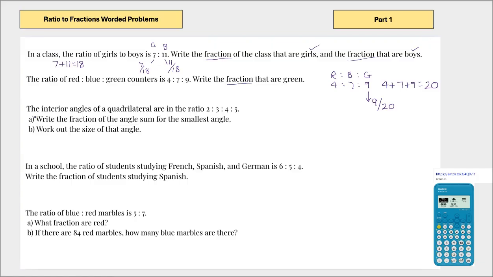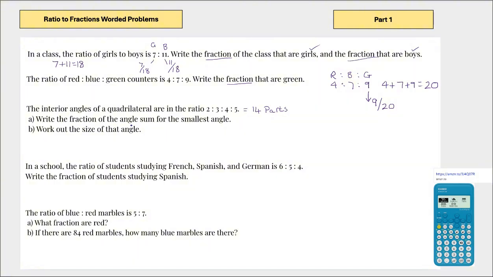Well, this one's a little bit more wordy. The interior angles of a quadrilateral are in the ratio 2, 3, 4, 5. Write the fraction of the angle sum for the smallest angle and then work out the size of that angle. Now, you probably think, oh my goodness, that doesn't make any sense whatsoever. So we're going to do it in steps. We're going to add all these together, and it comes to 14 parts.